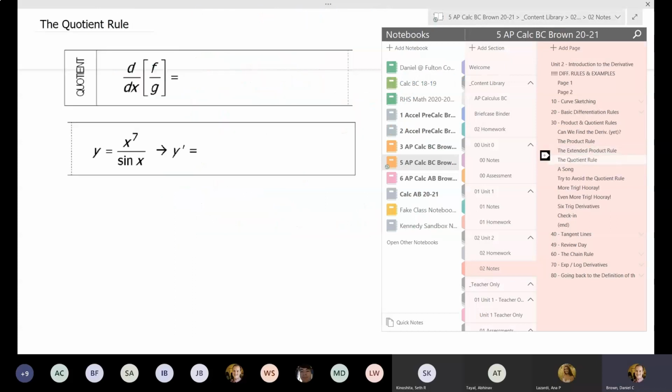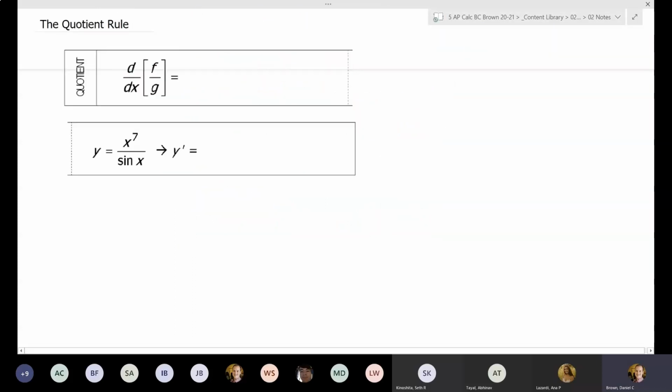We also have the quotient rule. And the quotient rule is used whenever you're dividing two functions. So you have like an x in the numerator and an x in the denominator. When I'm taking the derivative of that, the formula you're going to use, I'm just going to go ahead and write it out. So I have f is the numerator and g is the denominator. And it will look like this.